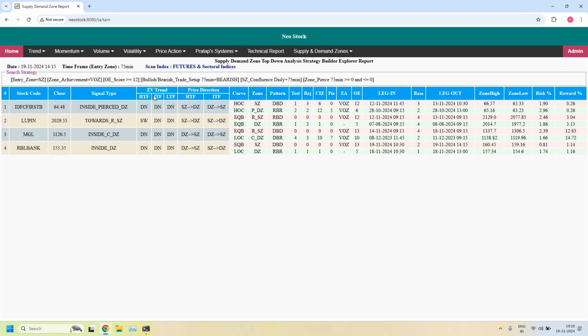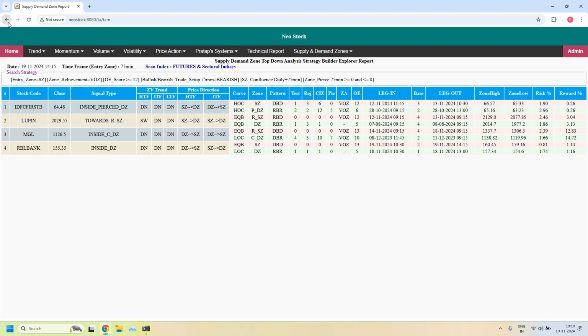In all these, ITF trend is down. ITF means daily trend. And also the 75 minute zone is part of the daily zone. So that's why if the daily zone is having daily EMA confluence, if any of these stocks have it, they are even more high probability setup supported stocks.